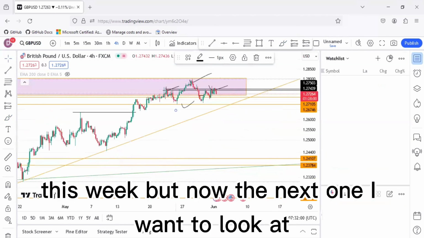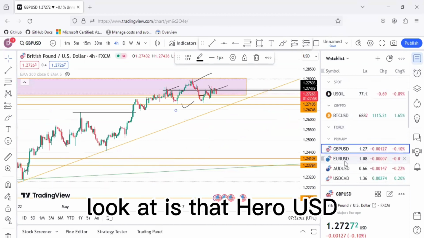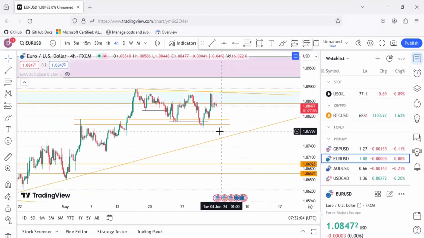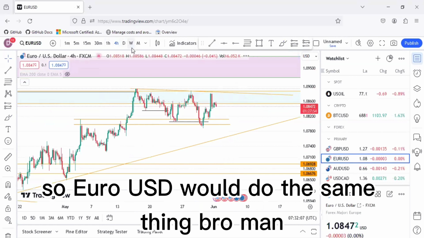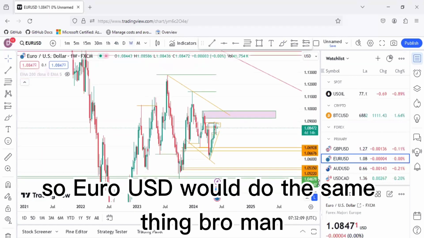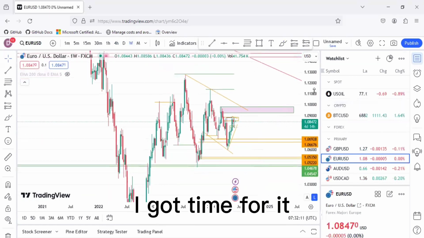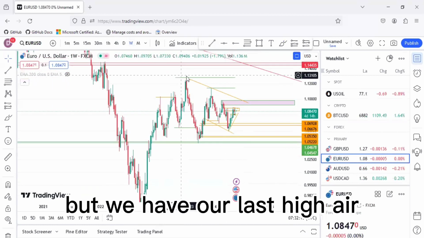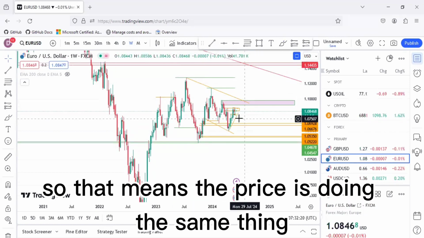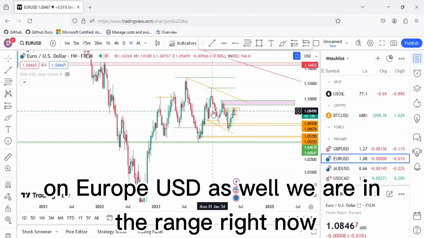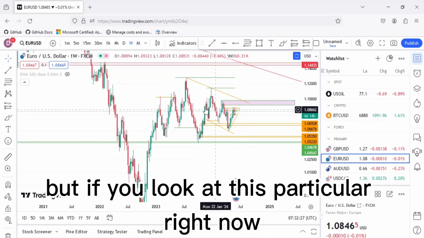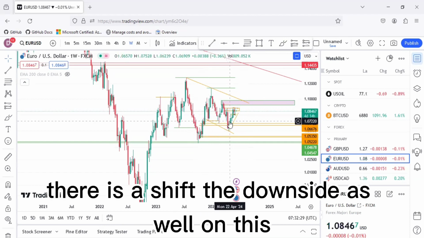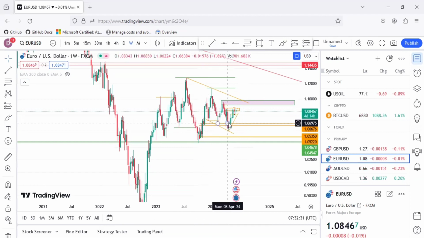Now the next one I want to look at is Euro USD. So Euro USD, if we do the same thing from a higher time frame, you can see we are in an uptrend here as well. But we have our last high here and we have our last low here. So that means the price is doing the same thing on Euro USD as well. We are in a range right now, but if you look at this particular range now, there is a shift to the downside as well on this Euro USD.